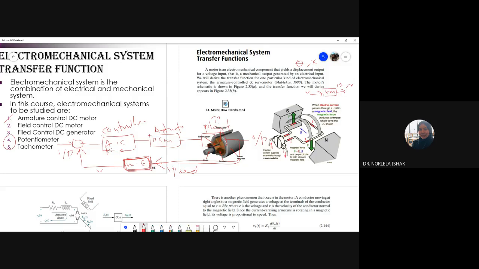Okay, we will derive the transfer function for one particular kind of electromechanical system, the armature control DC motor. So meaning we will derive the transfer function of an electromechanical system such as armature control DC motor. The motor schematic is shown. Motor is based on apa yang saya share dekat sini lah. This is our motor.